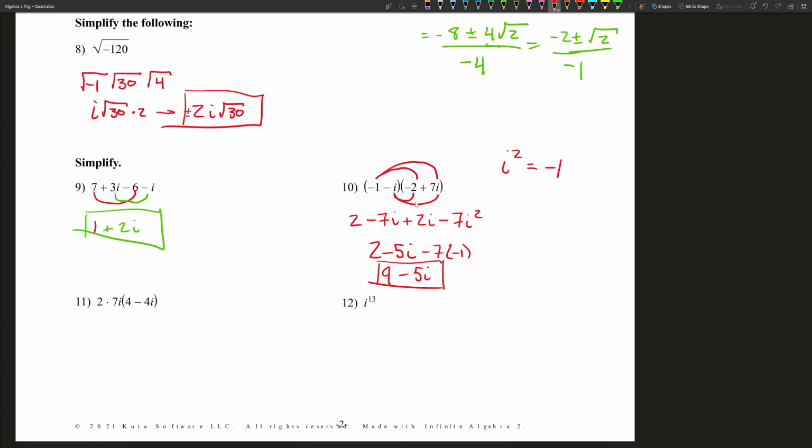Okay, so we go down to number 11, and we do the same thing, except we're just distributing. If we clean this up a little bit, we get 14i times 4 minus 4i. So 14i times 4 is 56i, and then minus 56i squared. Minus 56i squared is just positive 56. So we just get 56i plus 56.